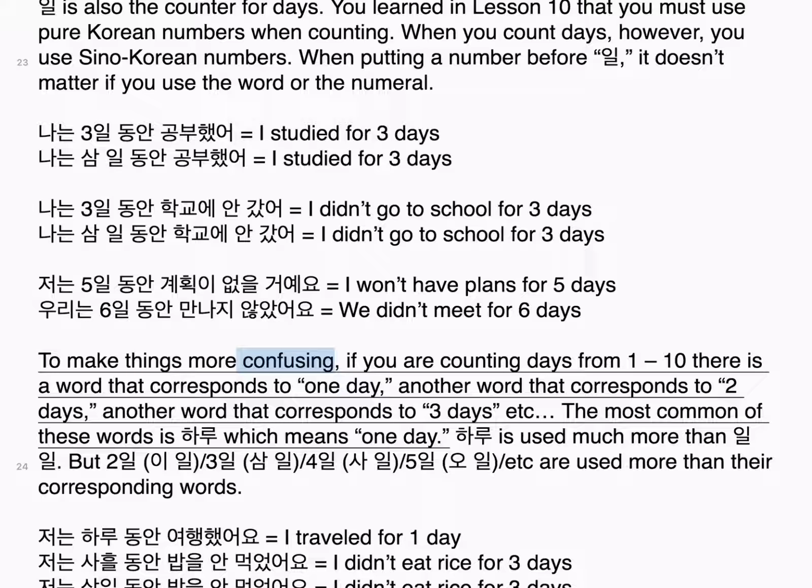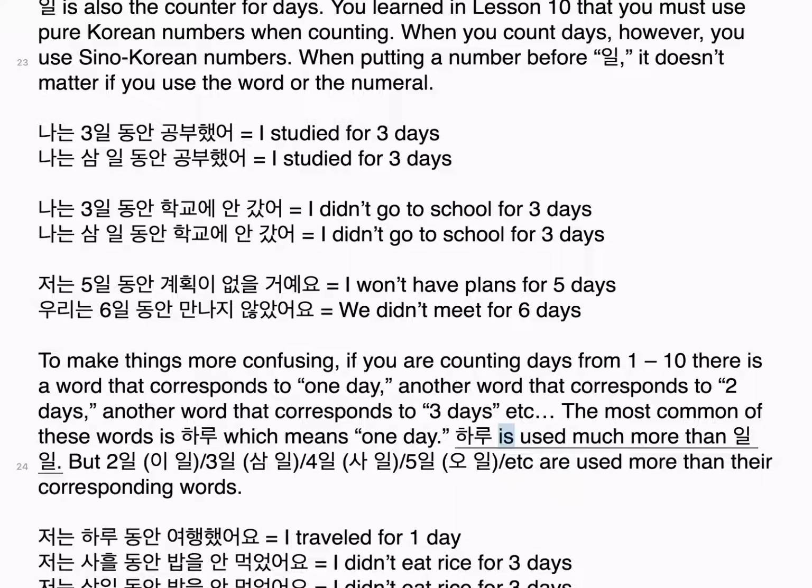To make things more confusing, if you are counting days from 1 to 10, there is a word that corresponds to 1 day, another word that corresponds to 2 days, another word that corresponds to 3 days, etc. The most common of these words is 하루, which means 1 day. 하루 is used much more than 1일, but 2일, 3일, 4일, 5일, etc. are used more than their corresponding words.